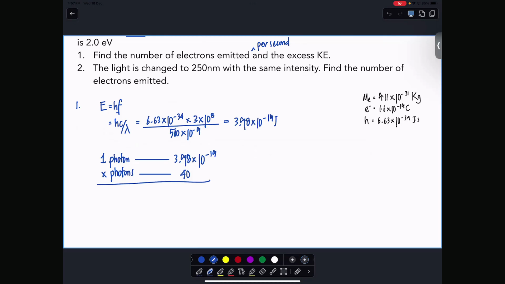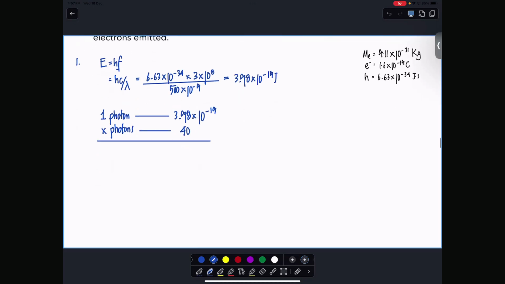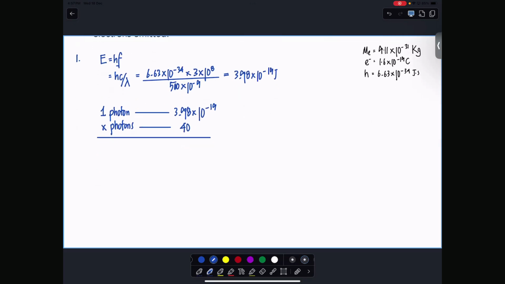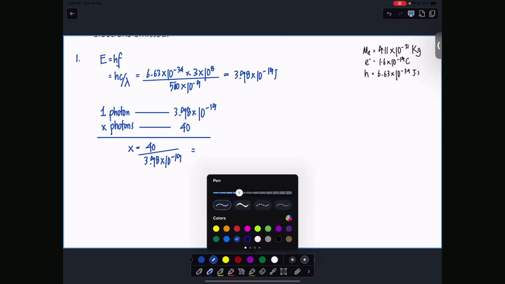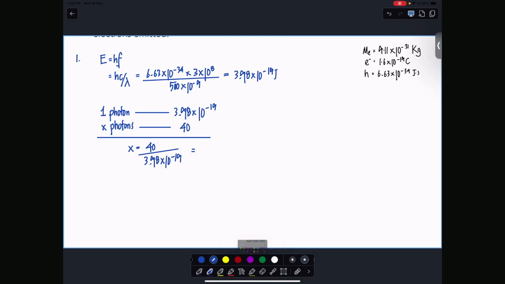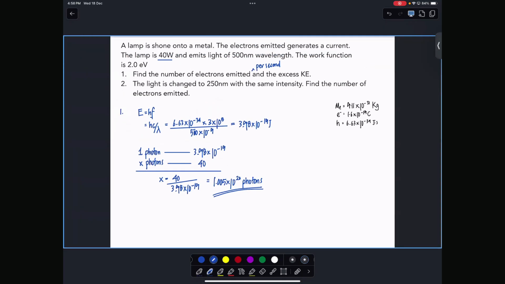From here you can find the number of photons. We did this if you remember, in the photon chapter, the day I taught you photons. So this is going to be 40 divided by 3.98 into 10 to the power minus 19. This will tell you the number of photons that are emitted, and if all the photons are successful, the number of electrons would be the same as well, right? So how much is it? 10 to the power 20. Yep. So that many photons are emitted from this source every second.